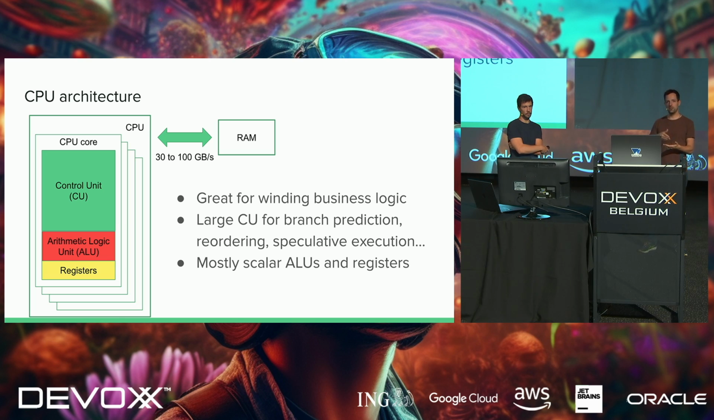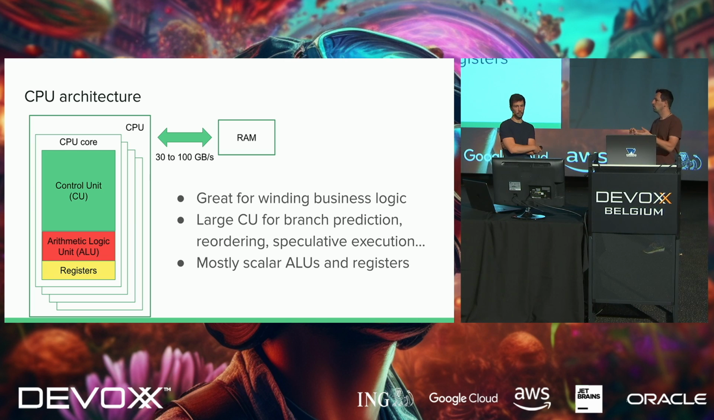The reason for this is that CPUs are optimized to run winding business logic, or very serial code, but very fast. So what they have in the control unit is a lot of branch prediction, reordering, speculative execution, Spectre vulnerabilities, and whatnot. That's for the core itself, and its link with the RAM is fast, but mostly optimized for latency. Maybe it's 100 gigabytes per second to access the RAM, but that's it.